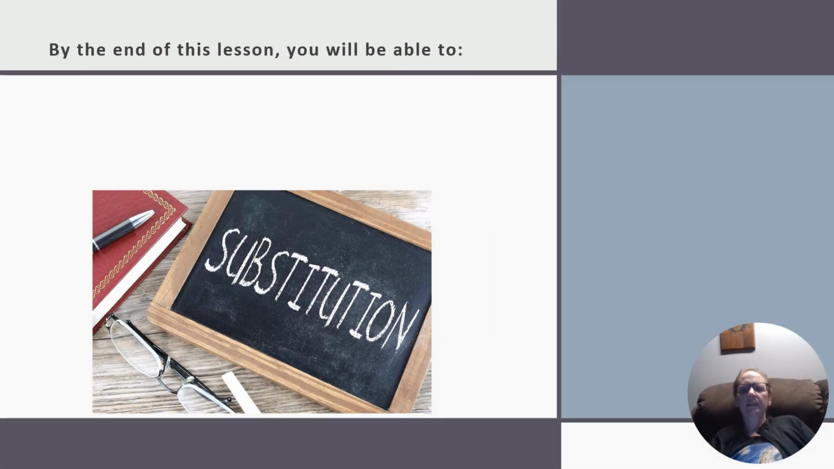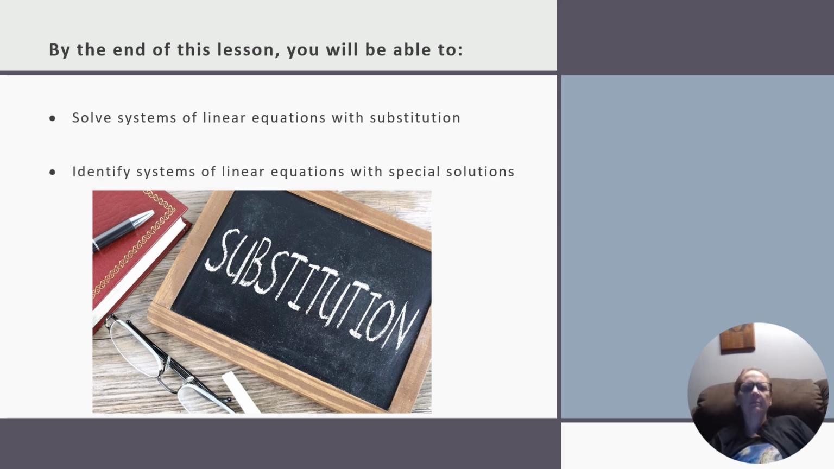By the end of today's lesson, you will be able to do the following. Solve systems of linear equations with substitution, and identify systems of linear equations with special solutions. Basically, when we're solving a system of equations, we are looking for where the two lines cross. We could graph both lines, but they don't always cross at nice points, so it's not the most consistent way of solving systems of equations.